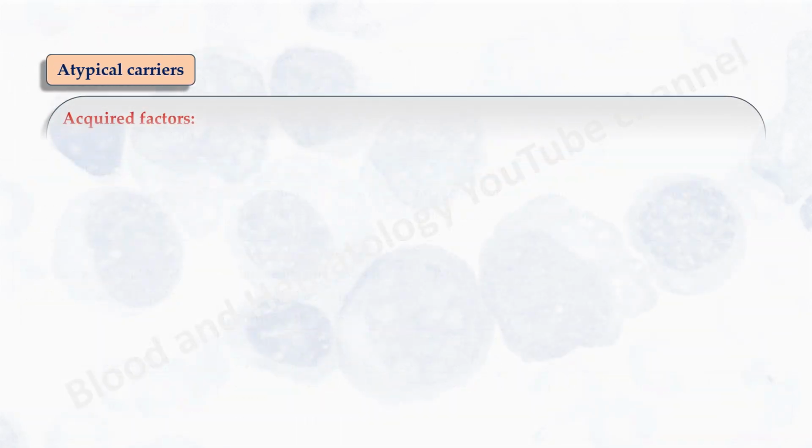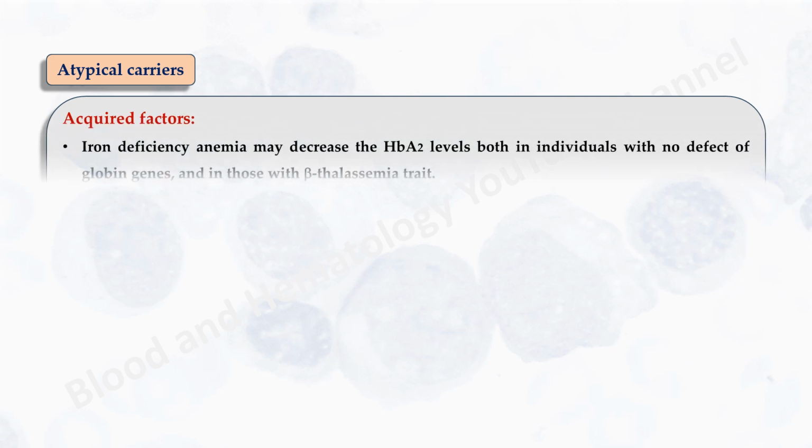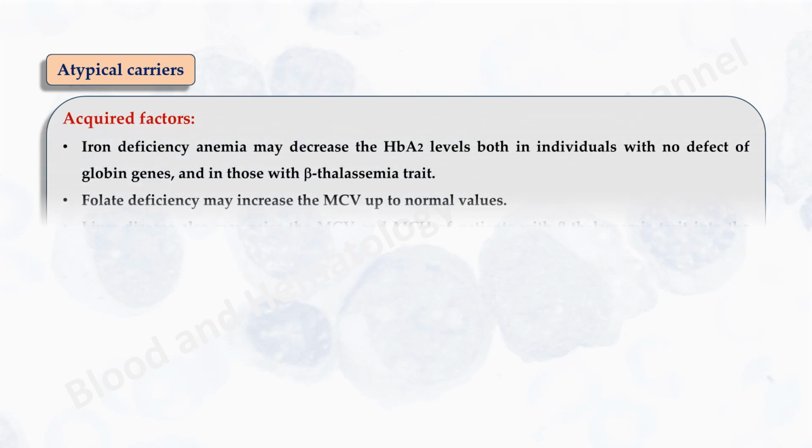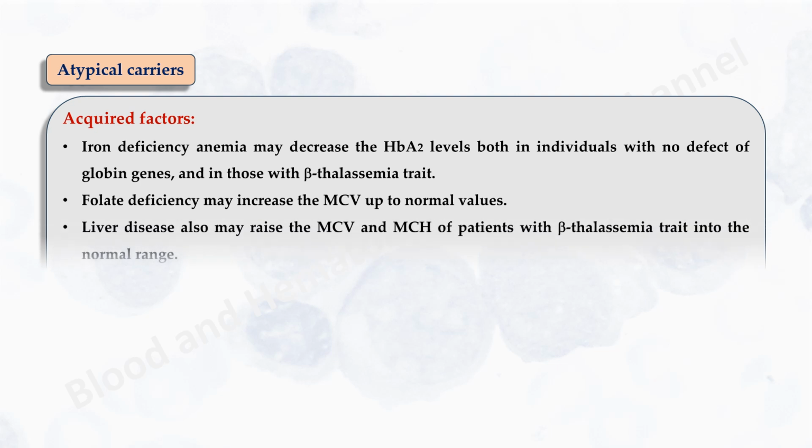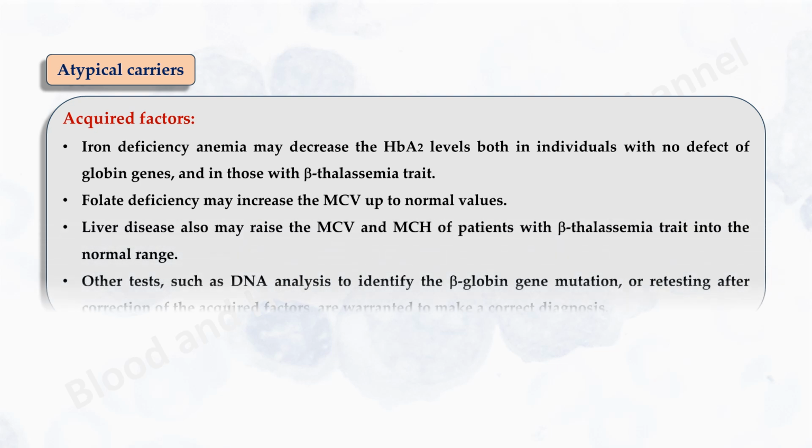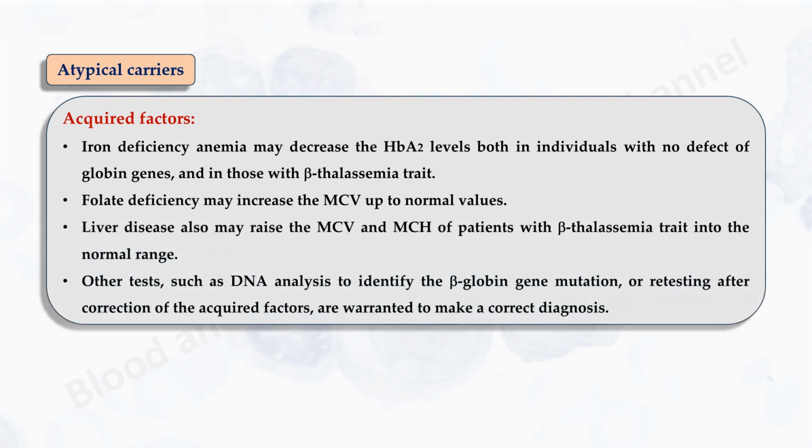Iron deficiency anemia may decrease the hemoglobin A2 levels both in individuals with no defect of globin genes, and in those with beta-thalassemia trait. Folate deficiency may increase the MCV up to normal values. Liver disease also may raise the MCV and MCH of patients with beta-thalassemia trait into the normal range. Other tests, such as DNA analysis to identify the beta-globin gene mutation, or retesting after correction of the acquired factors, are warranted to make a correct diagnosis.